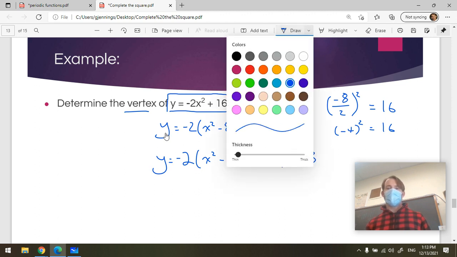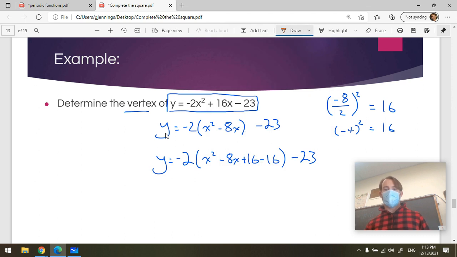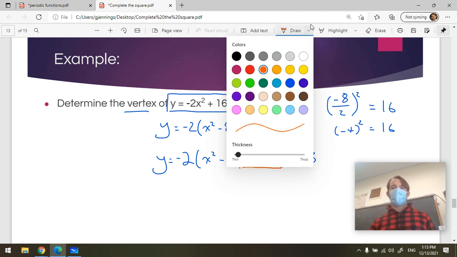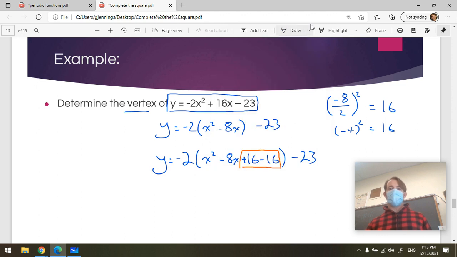I'm going to just show you that with another color where the Jerry Maguire number went. Here is my Jerry Maguire number here, inside the brackets. Plus 16 minus 16. That's of course 0, so I did not change its value. I just put it in there. Now, this here is my perfect square. It's right there. So factor that. Y equals negative 2 multiplied by x minus 4 squared.